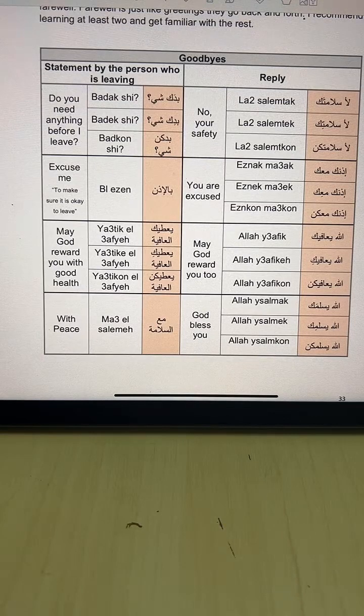The answer would be La salamtak. No, your safety. That's the word for word meaning. The not word for word meaning, it means no, thank you. You don't have to trouble yourself. Salamtik for a woman, La salamtik, and La salamitkun for more than one person.